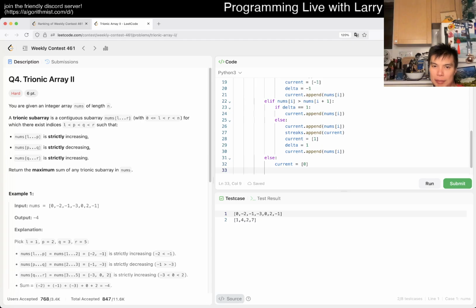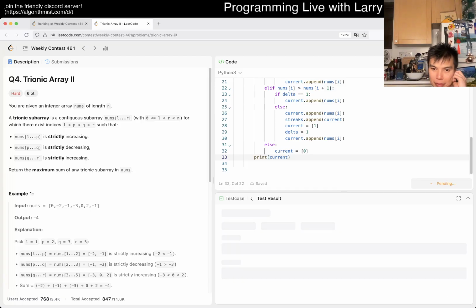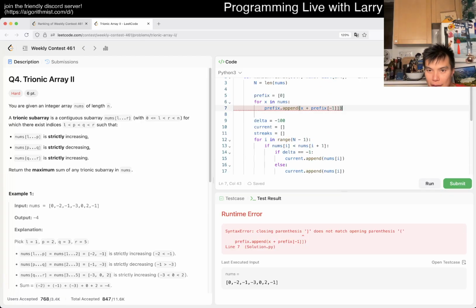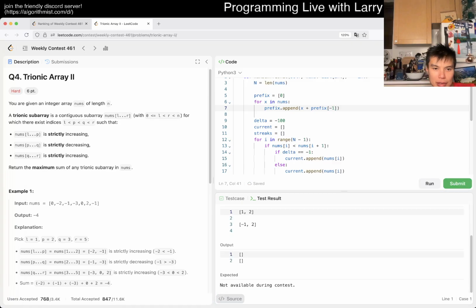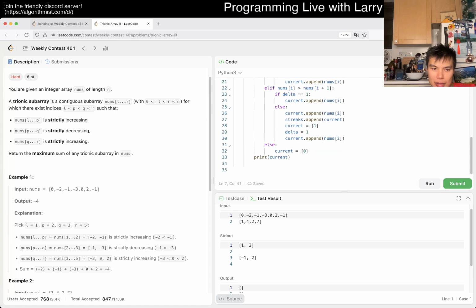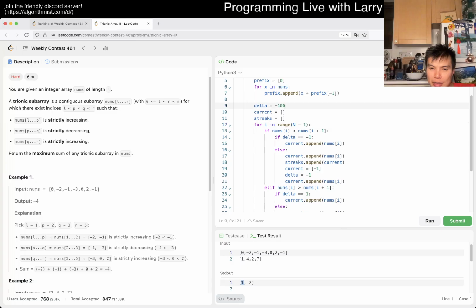So then now, let's see if I parse that correctly. Didn't even write the code correctly. I don't know if I need the prefix. So I probably do. So okay, so this is just very wrong. We have a 1. Oh, because delta is -100.